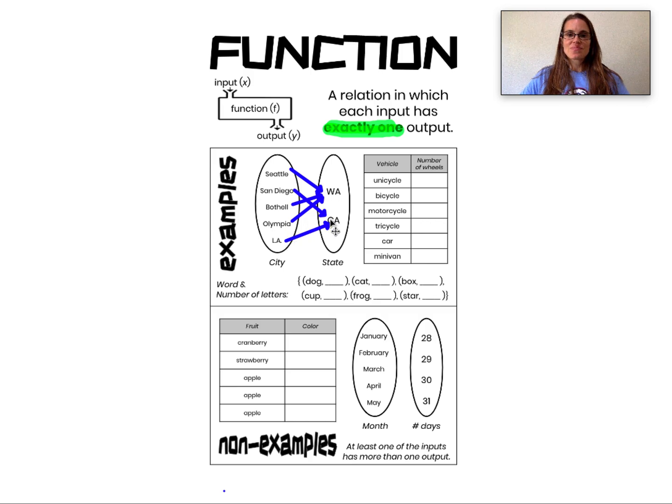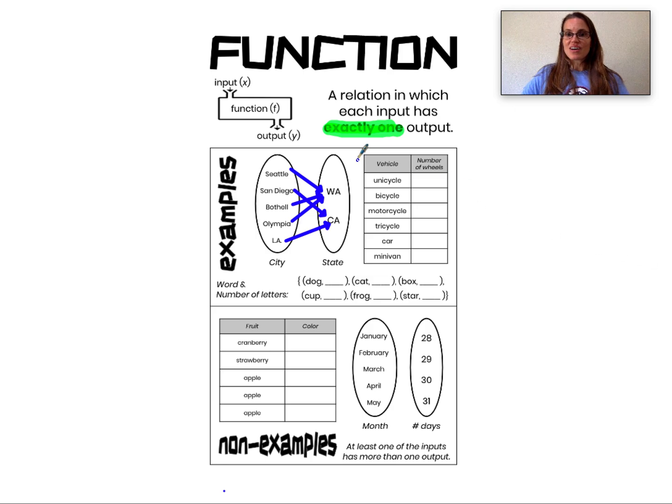Similarly, LA. What's okay is that different inputs, Seattle, Bothell, Olympia, all have the same output of Washington. It's okay that the inputs of San Diego and LA both have the same output, California. What is necessary for a function is each input has exactly one output, which is the case for this function.